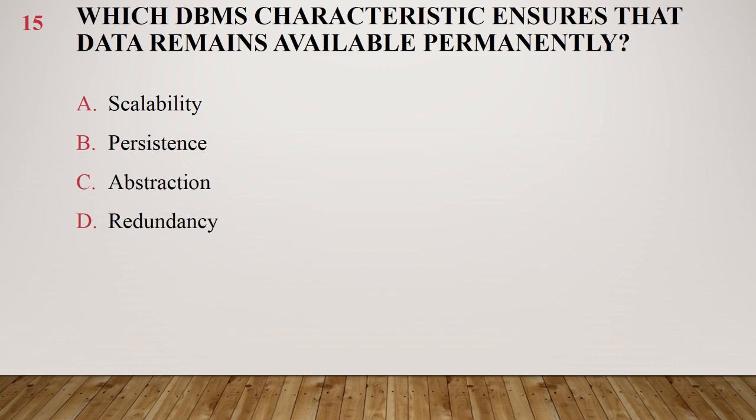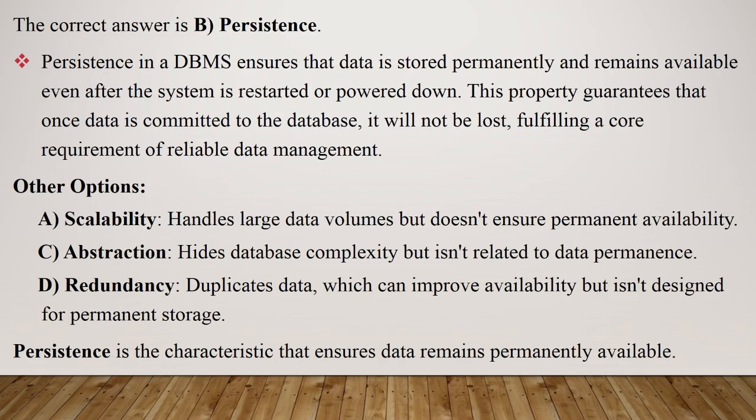Question number 15. Which DBMS characteristic ensures that data remains available permanently? A, scalability. B, persistence. C, abstraction. D, redundancy. The correct answer is B, persistence. Persistence in a database management system ensures that data is stored permanently and remains available even after the system is restarted or shut down.